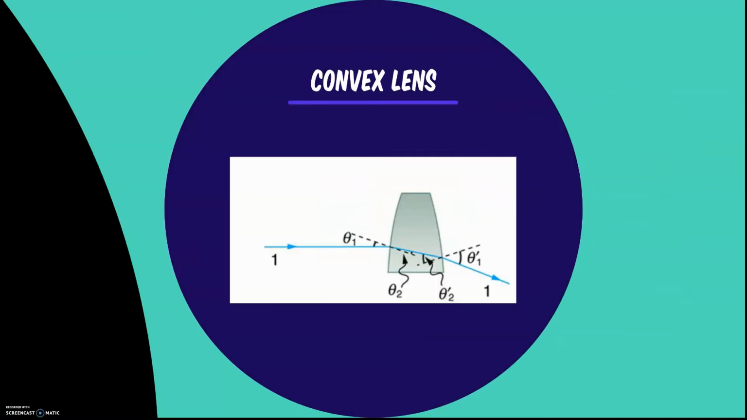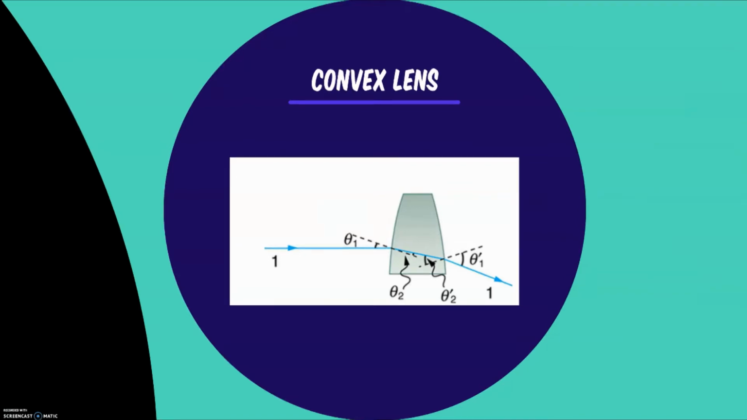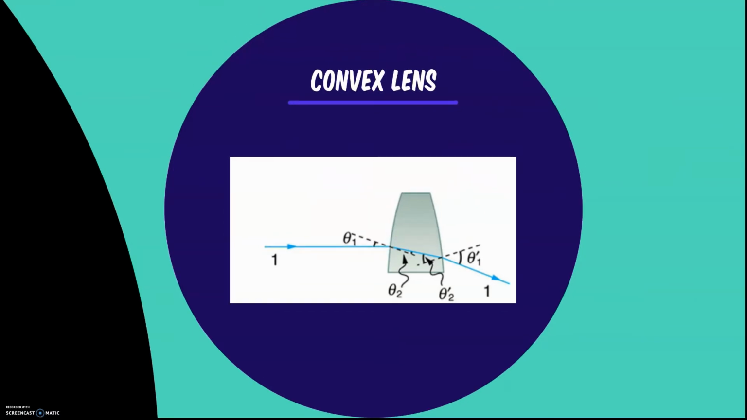So here, the rays that enter into this lens exit at a different angle because of the refraction that is happening inside the lens, and that's because the index of refraction of the lens is greater than that of the air, and this is according to Snell's law of refraction.